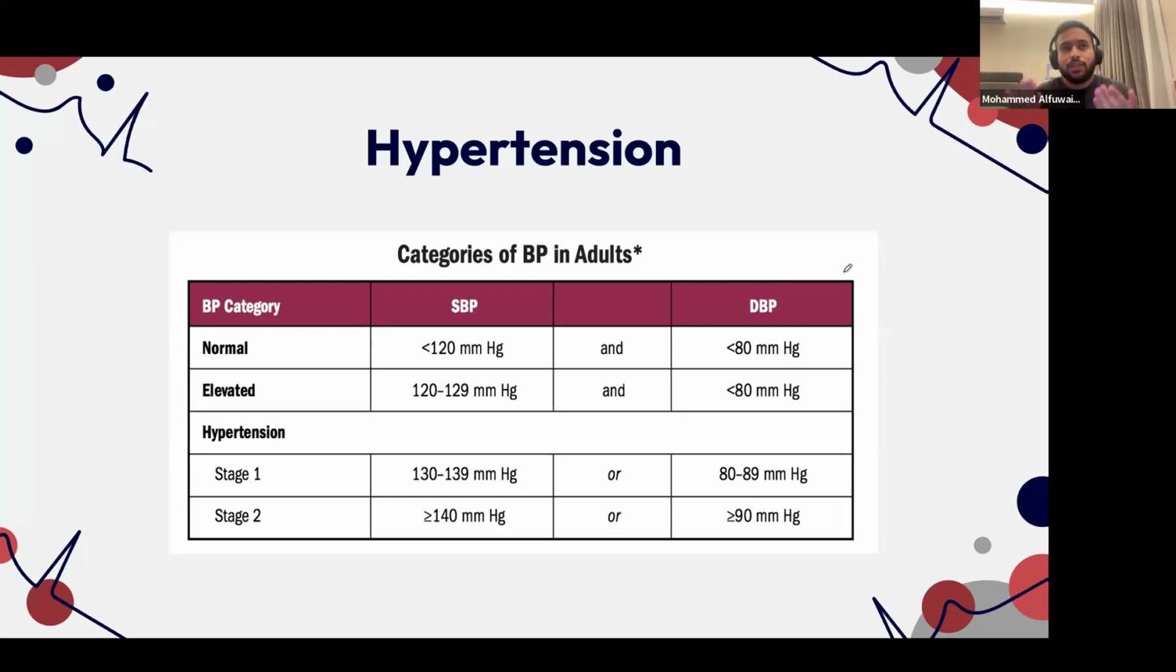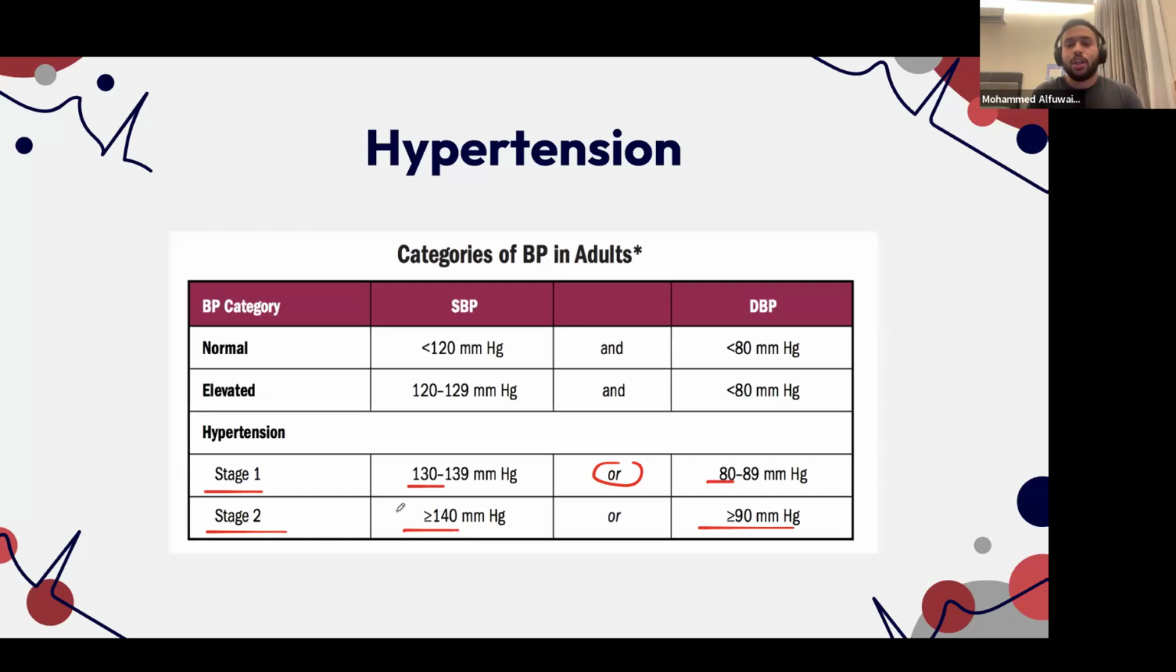Below that, if it's above 120 systolic, but not above 80 diastolic, this is elevated blood pressure, okay? Now, as I said, above 130/80 is hypertension, okay? And it's either or, it's not and, it's either above 130 or above 80. Okay, this is hypertension. If it's above 140/90, this is stage 2. Below that is stage 1. So stage 1 is 130 to 139 or 80 to 89. Above that is stage 2. Okay, so this is how we can define hypertension.